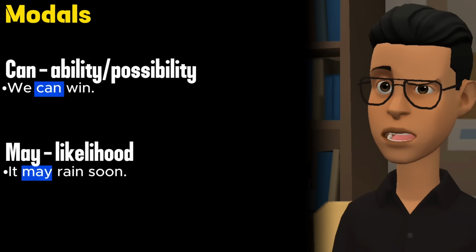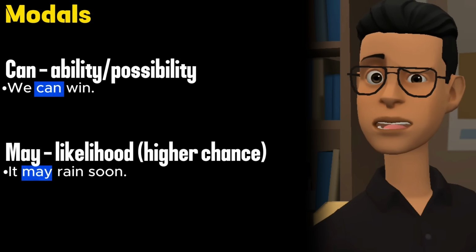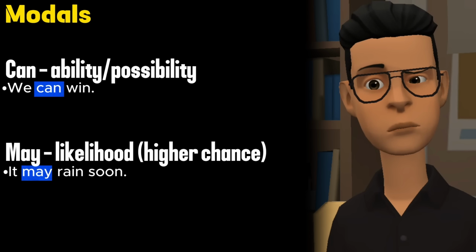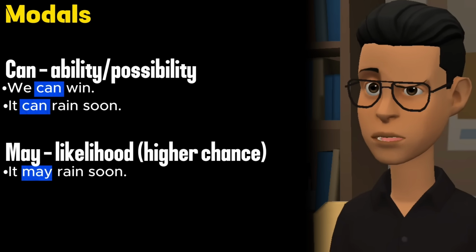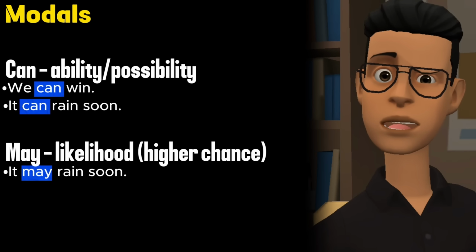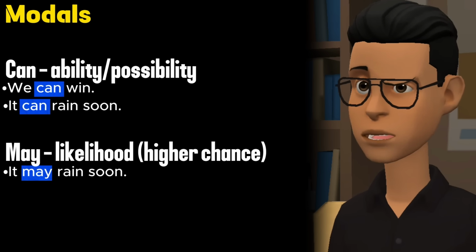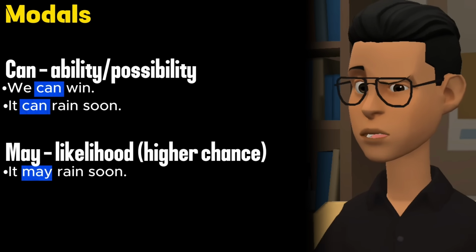The difference between can and may is that can expresses a possibility, but may expresses a higher chance of possibility. For example, it can rain soon. It shows that it is possible that it will rain. And it may rain soon. It shows that it is more likely that it will rain.